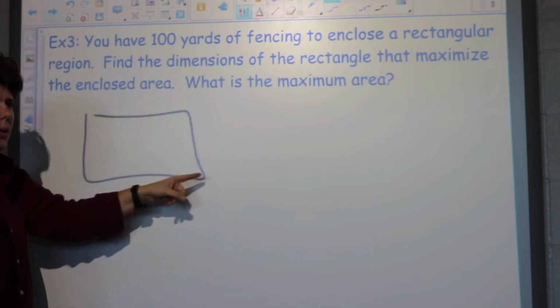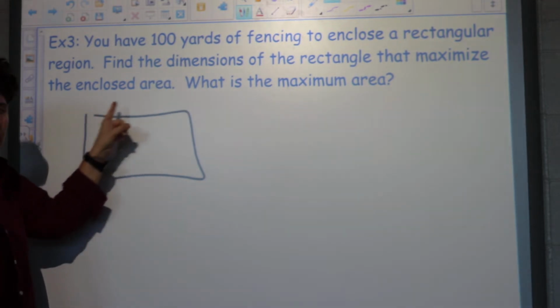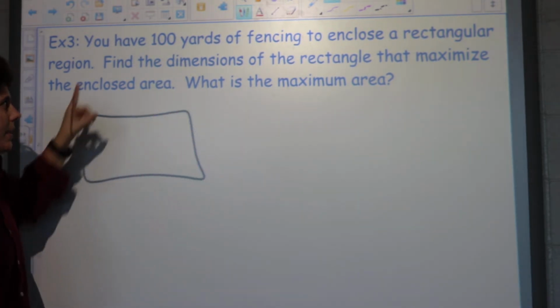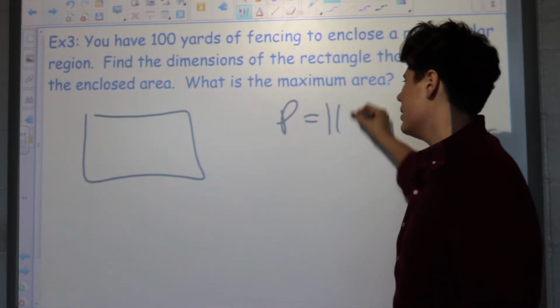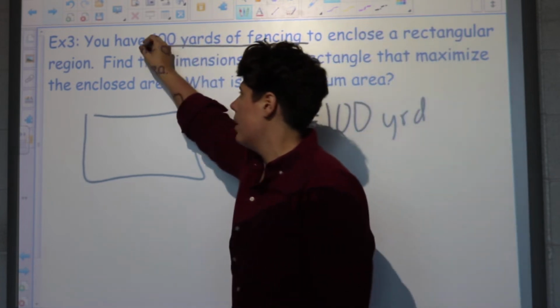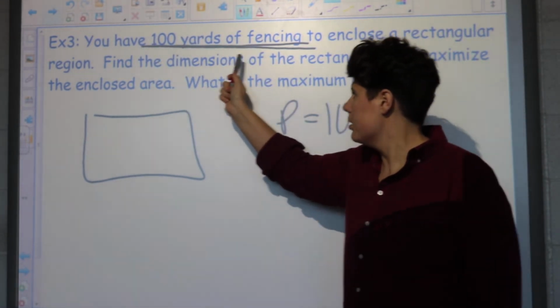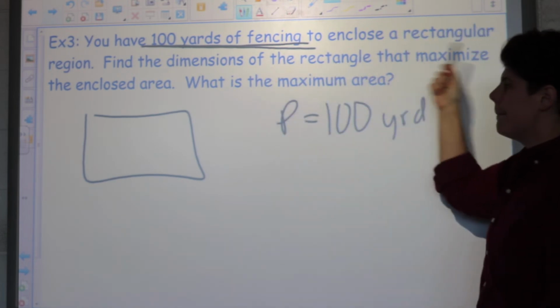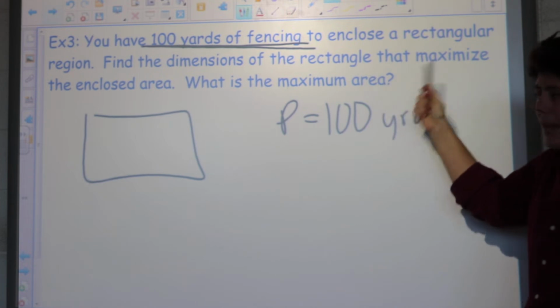Well, when you go around the outside of the shape, that's called perimeter. You remember that? Perimeter? So the fence, the perimeter, is going to be 100 yards, because that's how much fence I have. Now it says to find the dimensions of the rectangle that maximize the enclosed area. What is the maximum area?